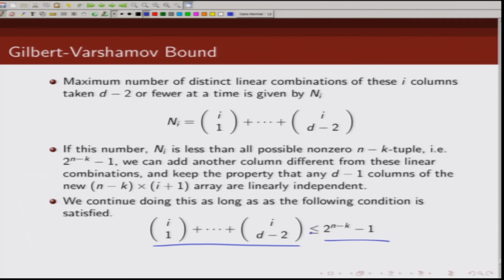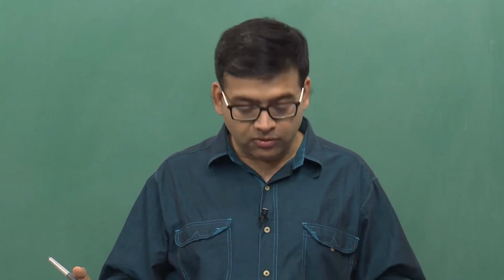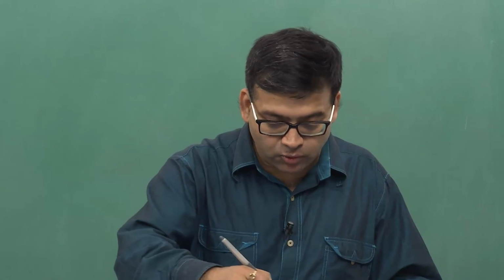We want this number of linear combinations to be less than 2 raised to power n minus k. Then only do we still have an n minus k tuple which we can add as an additional column of this H matrix. So, with this we conclude our lecture on bounds on the size of the code. Thank you.